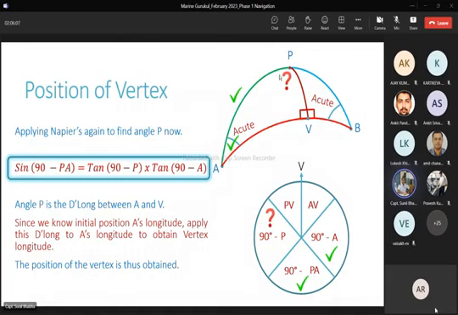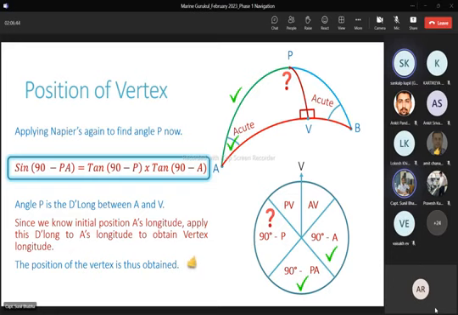Angle P is the d long between alpha and Victor. So the initial position of the ship is given to us in the question. Position of A and position of B is known. So we have A's longitude. We know what is the d long between alpha and Victor. If you apply this d long to the longitude of A, you will get the longitude of the vertex. Okay. Okay. Any more doubt, beta?